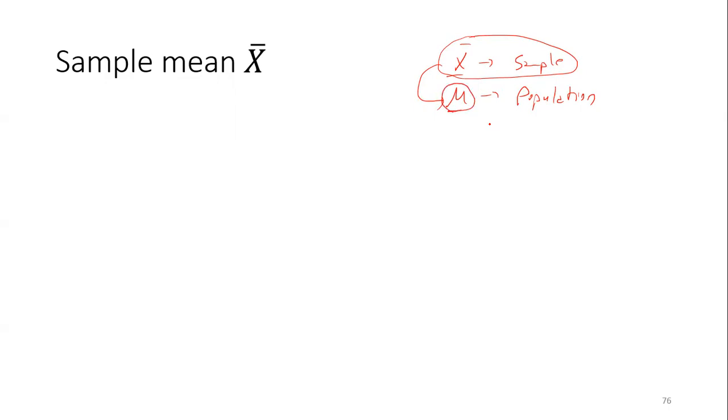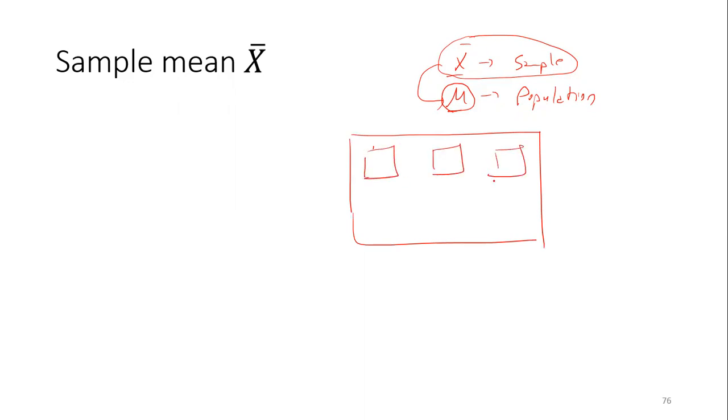Mu is constant, right? So for example, assume mu is constant and x bar is what is changeable. It changes from class to class. So let's give an example like this. Let's assume this is Özyeğin University. This is my class. This is, let's say, Erinç Hoca's class. This is Özcan Hoca's class.